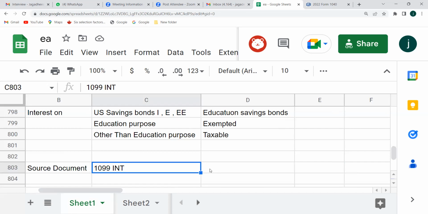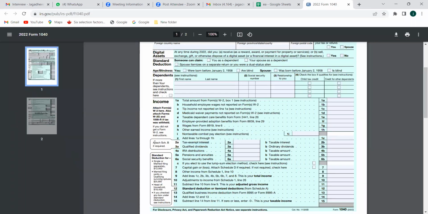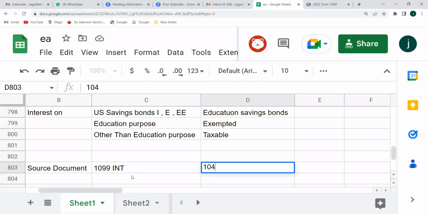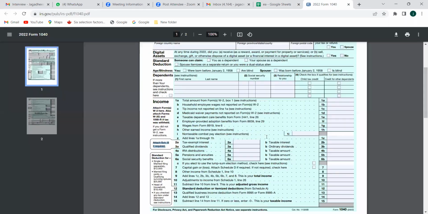We have seen this form now. Attach Schedule B if required. Schedule B we need to attach along with 1040. In the 1040, you can enter the amount here, like 2000, straight away. But if the interest amount exceeds 1500, we are supposed to attach Schedule B.